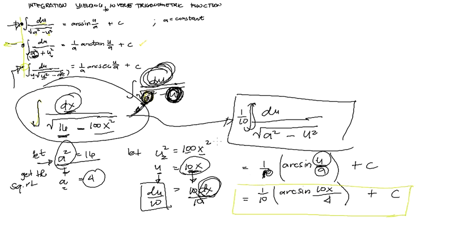So our integral of dx all over square root of 16 minus 100x squared is equal to 1 over 10 arc sine 10x all over 4.